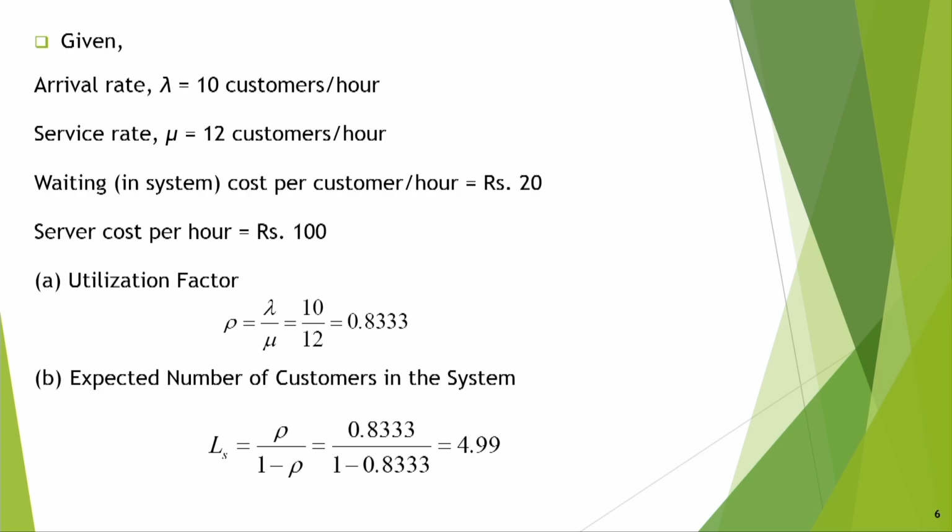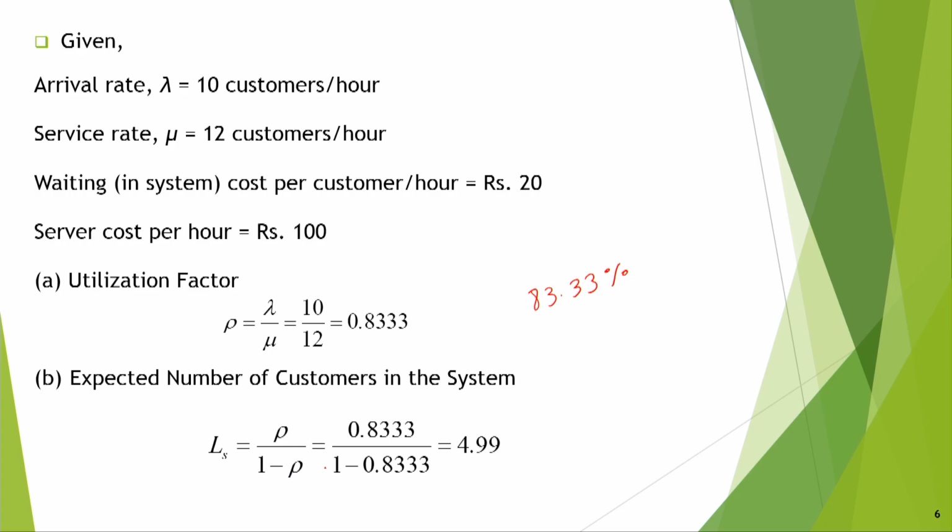So first, the arrival rate is 10 customers per hour, the service rate is 12 customers per hour, waiting in system cost per customer per hour is rupees 20 and server cost per hour is rupees 100. So for the utilization factor, there is a straight formula: rho is equal to lambda by mu, that is 10 by 12, that means 0.8333, that means 83.33% utilization.